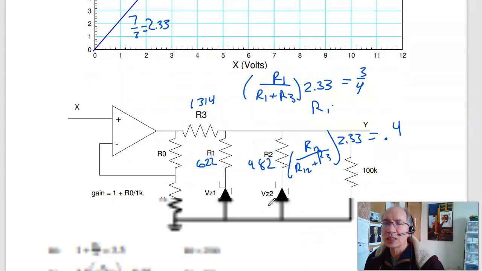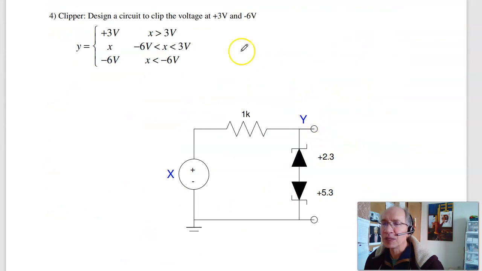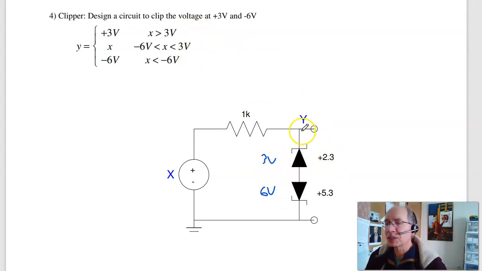And that's problem number 3. Problem 4 is kind of a gimme. To clip at plus 3 and minus 6, I make this a 3-volt Zener, make that a 6-volt Zener, and they'll be off by 0.7 because this will actually have a voltage drop of 3 volts plus 0.7.